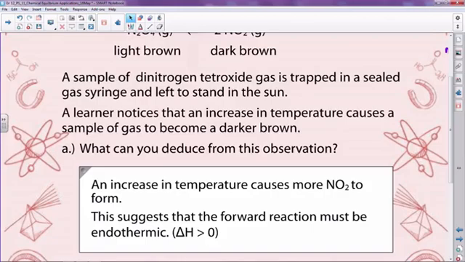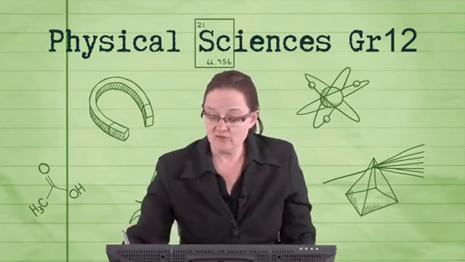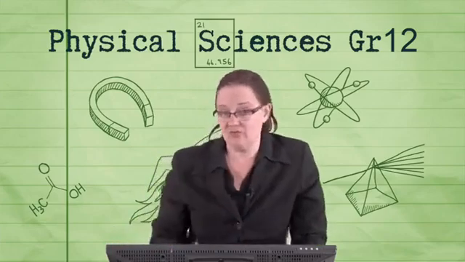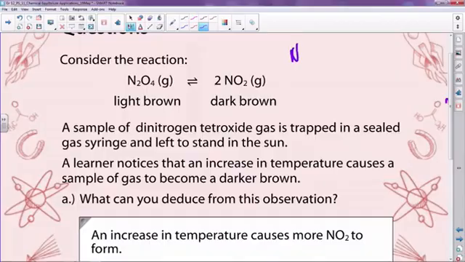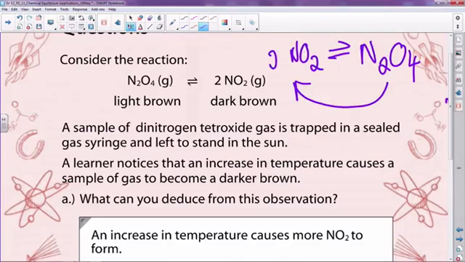All right, so here, this is why, and I said this to you last week, you cannot learn that an increase in temperature always favors the forward or always favors the reverse. Because I could have quite easily reversed this reaction around and actually given it to you like this and said we've got NO2 becoming N2O4. Okay? And then it would become darker brown in the sun, and that would favor the reverse reaction, which would then mean that the reverse reaction is endothermic.